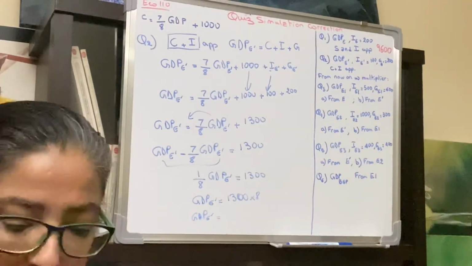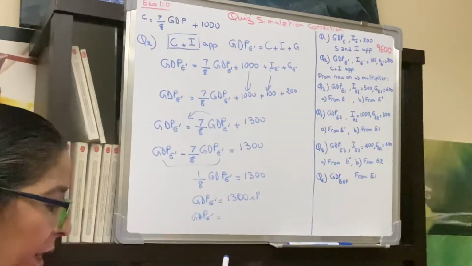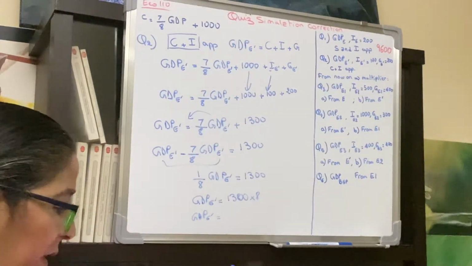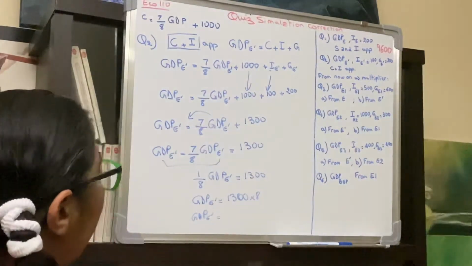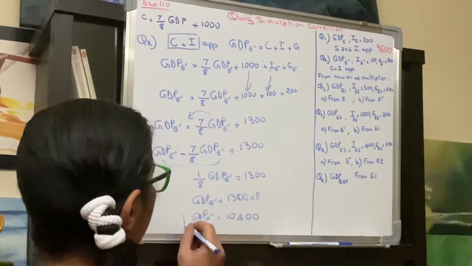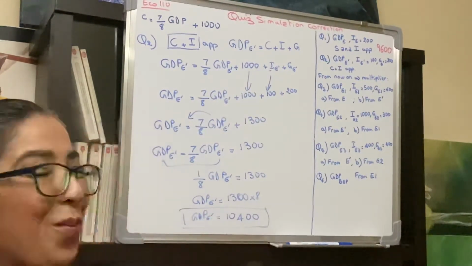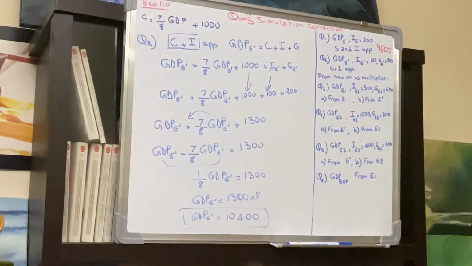Ouch! It's going to be 10,400. Let me check. So 1,300 times 8, 10,400. Okay? 10,400. And that would be your answer. Okay? I'm going to write it over there because I'm going to need it later on.